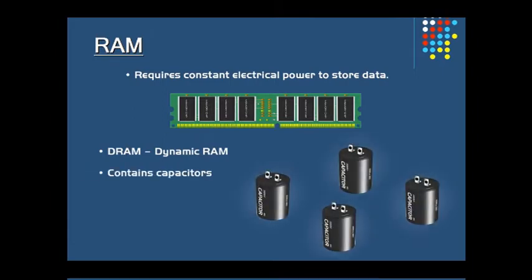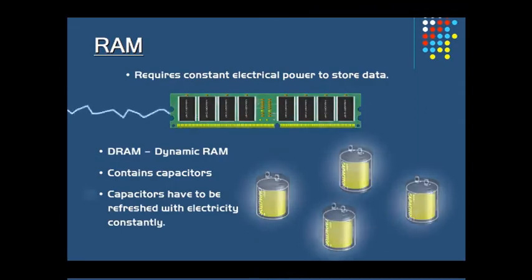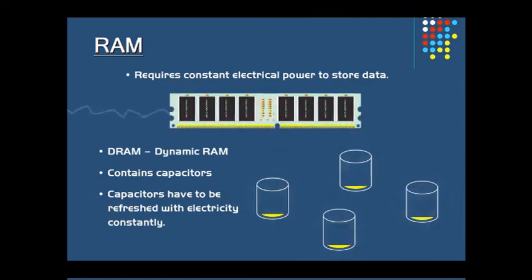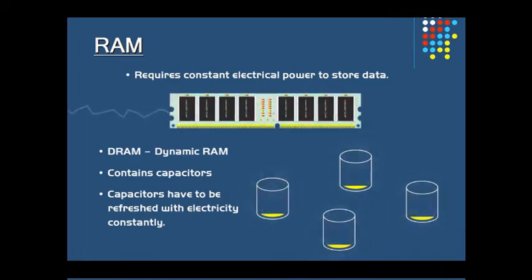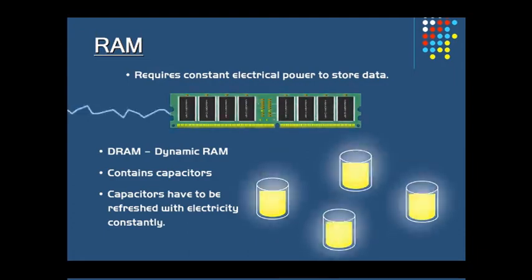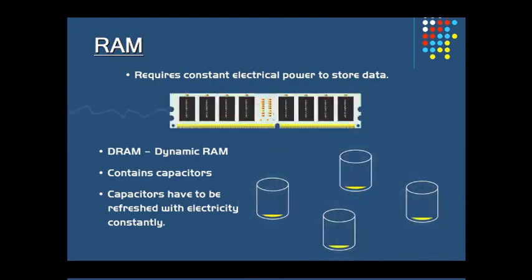A capacitor is like a small bucket that stores electricity, and it's in these capacitors that hold the bit of information, such as a 1 or a 0, because that's how computers read data, which is ones or zeros. And because DRAM has capacitors, they have to be refreshed with electricity constantly, because capacitors do not hold a charge for very long. They constantly leak. And this refreshing is where we get the name dynamic. The capacitors have to be dynamically refreshed often, otherwise they will forget the information that they're holding.